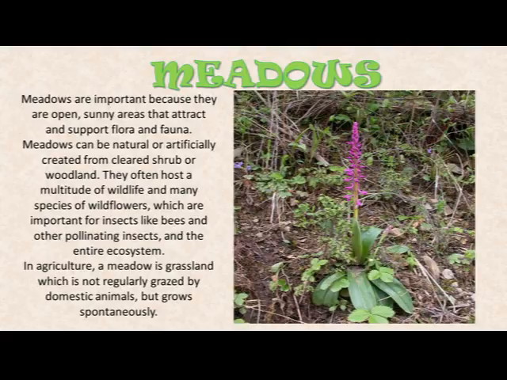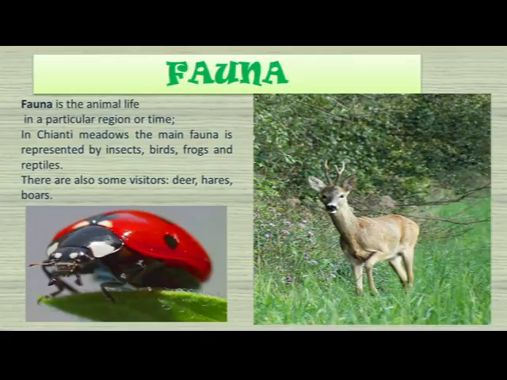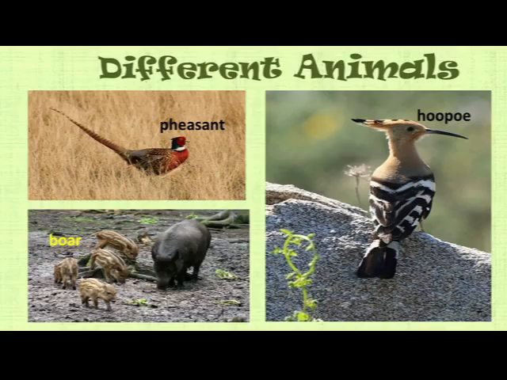In agriculture, a meadow is grassland which is not regularly visited by domestic animals, but grows spontaneously. Flora is the plant life in a particular region or time. In the Chianti meadows, the vegetation is represented by many grass species, for example, mint and chamomile. Fauna is the animal life in a particular region or time. In Chianti meadows, the main fauna is represented by insects, birds, frogs, and reptiles. There are also some visitors. There are reservoirs. There are different animals and different plants.